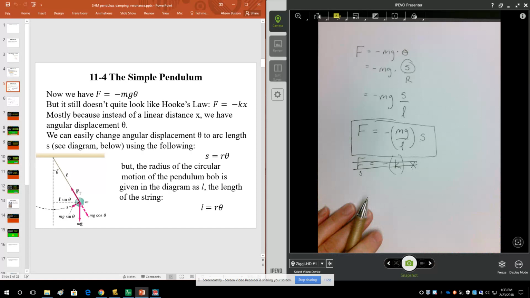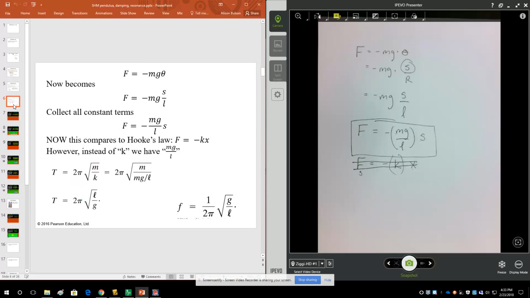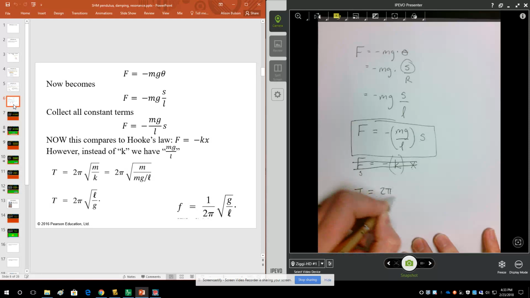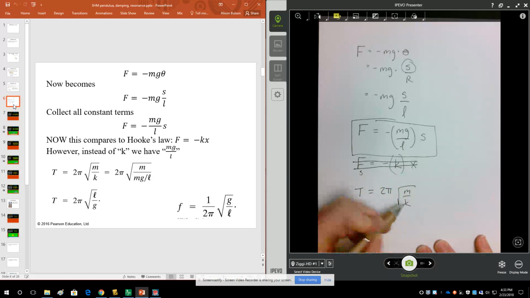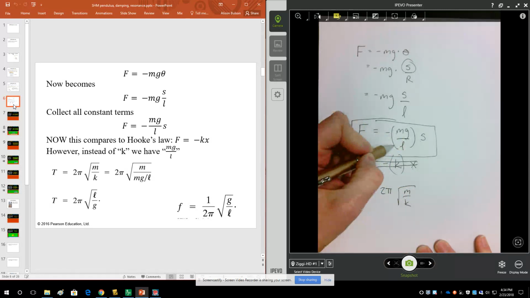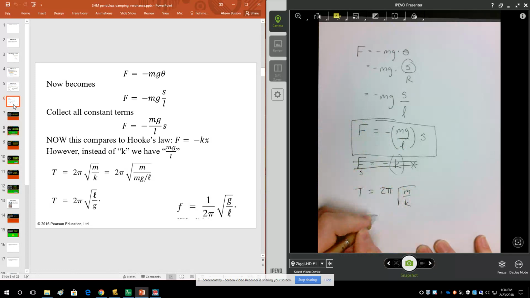I think I've got ahead of myself on a slide here, and now I've lost my cursor. Here's what I've been talking about. Since we can identify this quantity mg over L as the equivalent of k, we remember that the period of oscillation for a mass on a spring was 2 pi square root of m over k. We now substitute this whole quantity mg over L for k. So we're going to say 2 pi square root of m over mg over L. That's supposed to be L, right? The m's actually cancel. Isn't that odd?